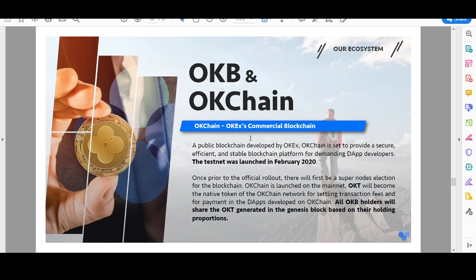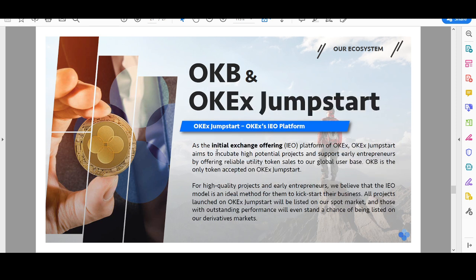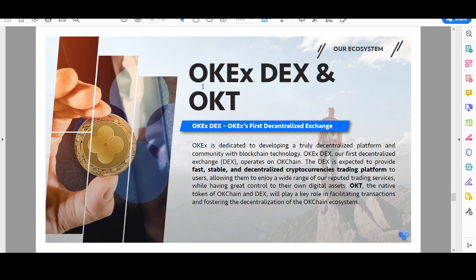So OKExchange has a commercial blockchain, and they've got a testnet, so that's another positive. The initial exchange offerings, IEOs, are similar to Binance. If OKExchange gets really big in the future with the interface and platform, then you'll see the IEOs of OKExchange doing even better.